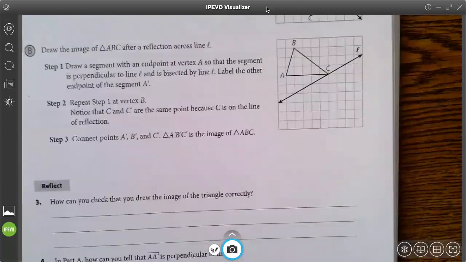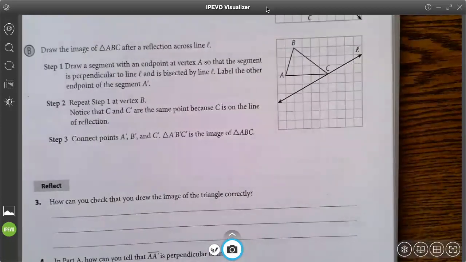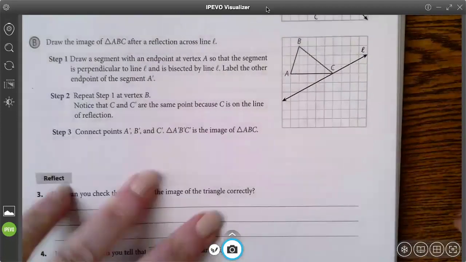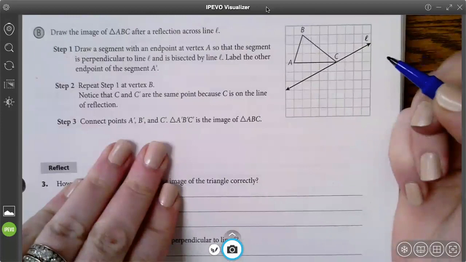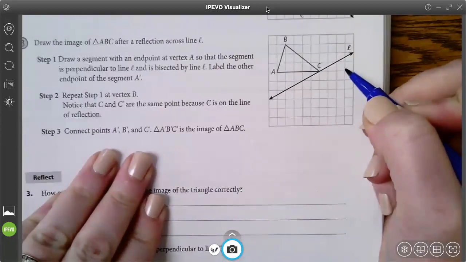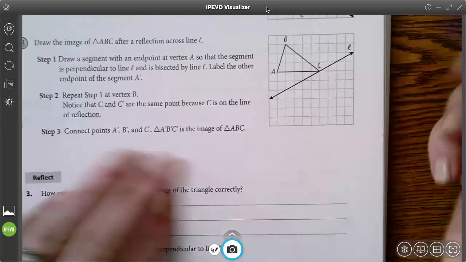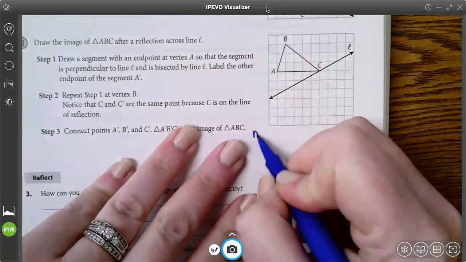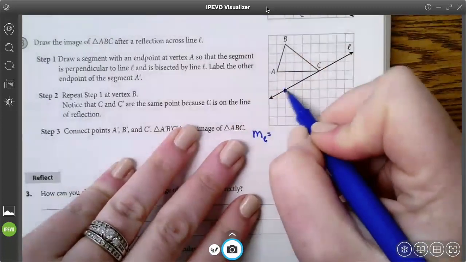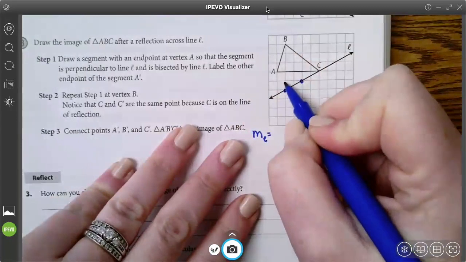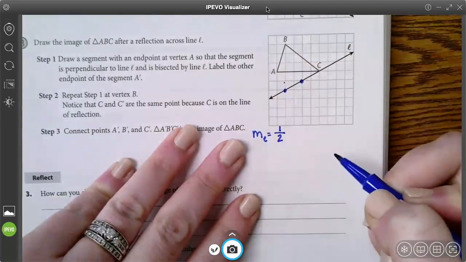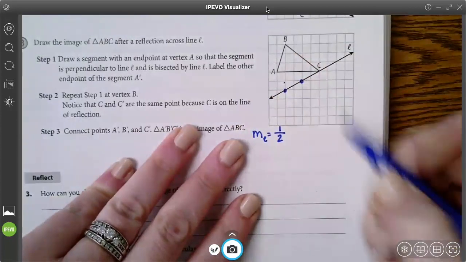Draw the image of triangle ABC after reflection across line L. So once again, we're going to figure out our slope of line L. If we need to make a line that's perpendicular to that, we need to know the slope of the original. So the slope of line L starts here, goes up here, right? So it goes up 1, that's our rise, and it goes over 2, and these are both positive numbers. So our slope of line L is 1/2.